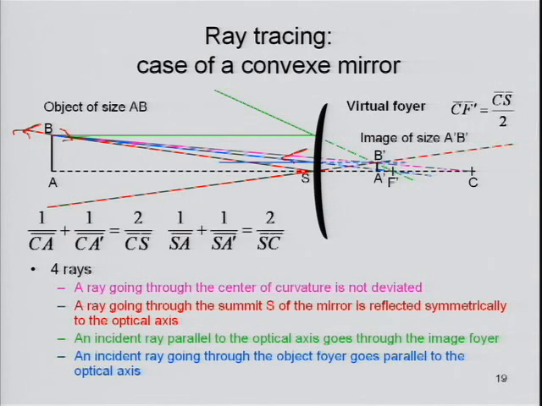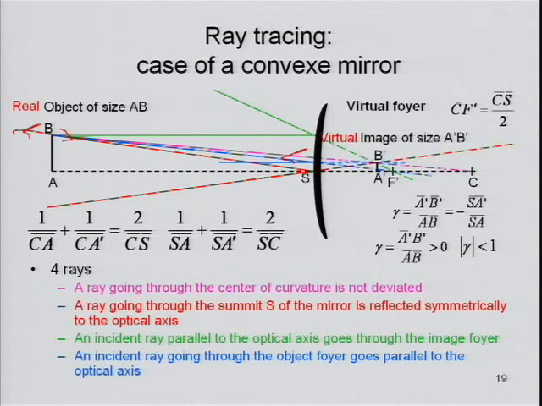So precisely the same expression as for the concave mirror. In this case, gamma is positive because the image is not inverted. Gamma is less than 1 because the size of my image is smaller than my object. But in this case, I have a real object and a virtual image because my image is on the other side of the mirror where I obviously don't have any light at all. And again, 2 out of the 4 rays were sufficient.